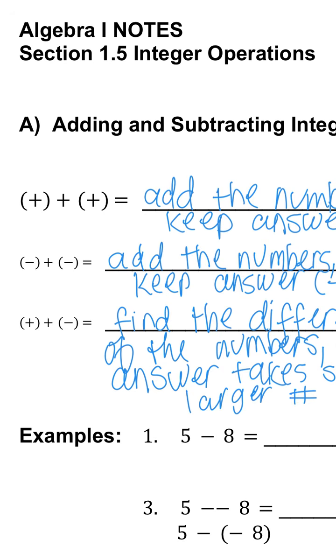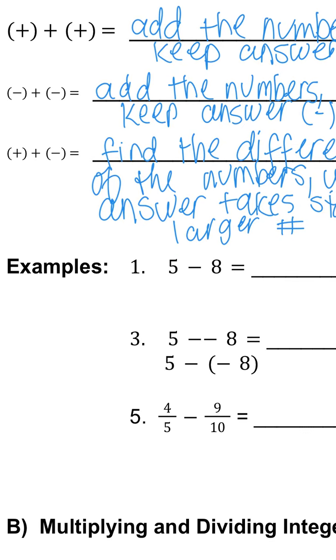So we have a +2 and a -5. So the sign of the larger number is negative here. So we're going to find the difference here. So 2 plus a -5, what do we get? -3. Very good.